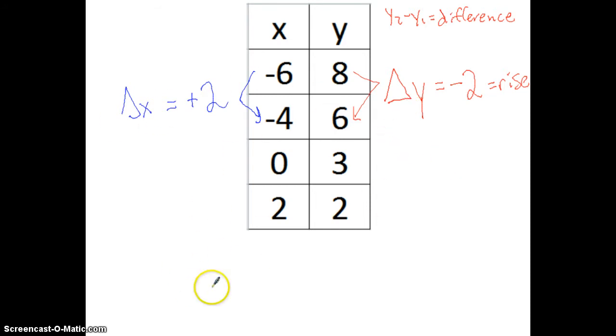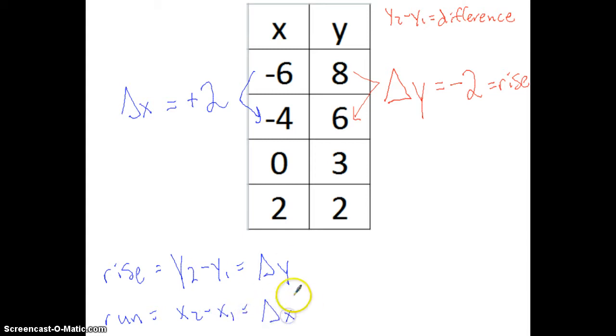Okay, so I'm going to show all three ways of writing this. I could say that it was y2 minus y1. I could say that it's the rise. Or I could say that it's the change in y. Now those all three mean the same thing. It's how much the numbers are changing on the y-axis. For run, I could say that that's x2 minus x1, or I could say that it's delta x, the change in x. All of those mean the same thing.